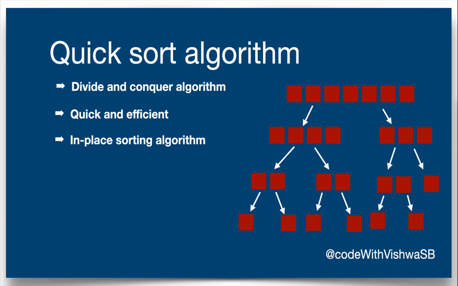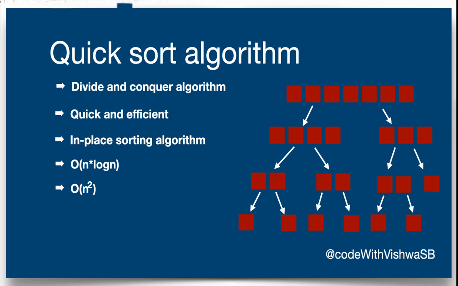When considering the time complexity of quicksort, its average and best case time complexity is order of n log n. This makes quicksort highly efficient for large data sets. And quicksort may have a worst case time complexity of order of n square, particularly when the input data is already sorted or nearly sorted and the pivot is consistently selected as the smallest or largest element.